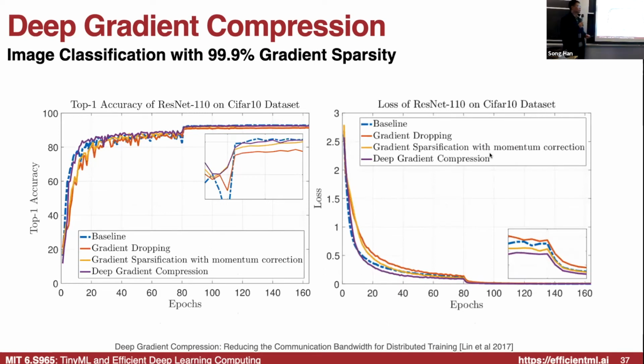So this is the learning curve for ResNet-110 on CIFAR-10. This is actually the accuracy versus the loss. This is a comparison of different methods. The blue one is the baseline, and the purple one is the deep gradient compression. So they can actually match super well here.